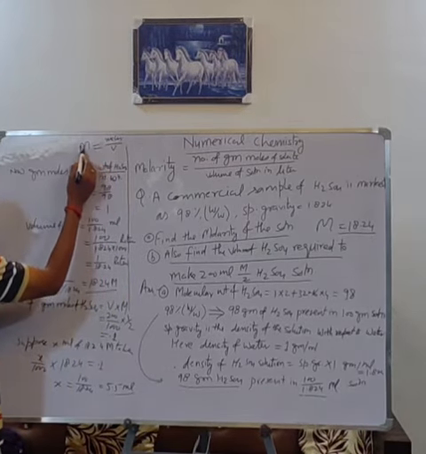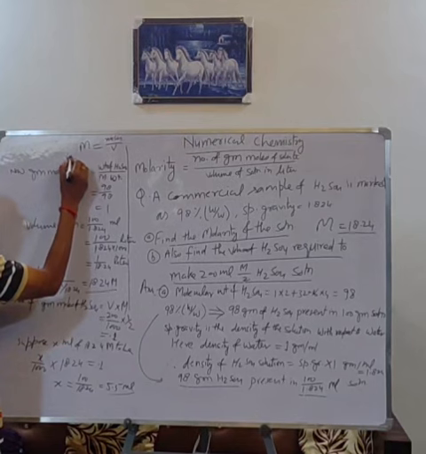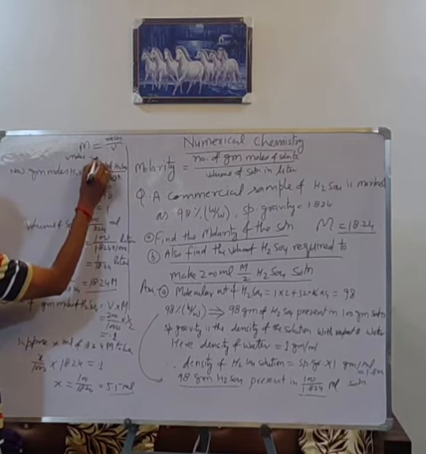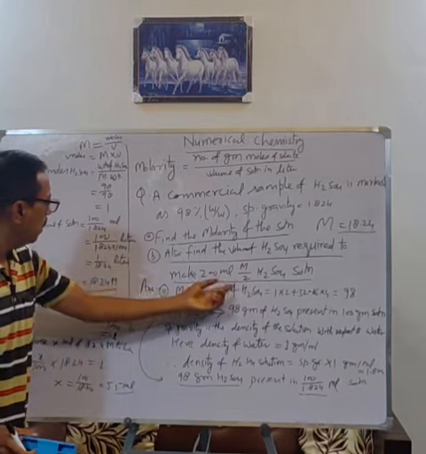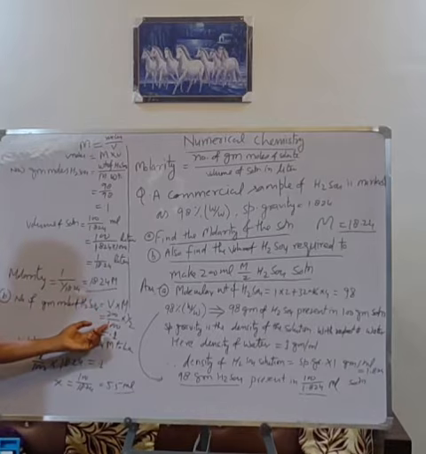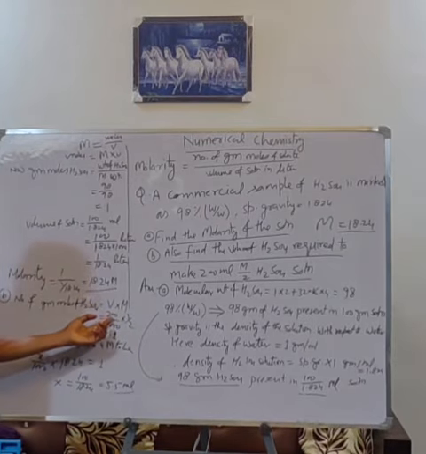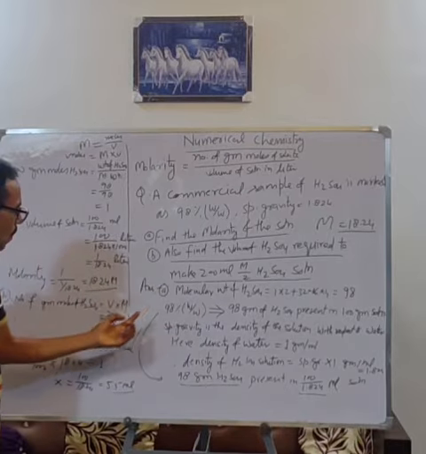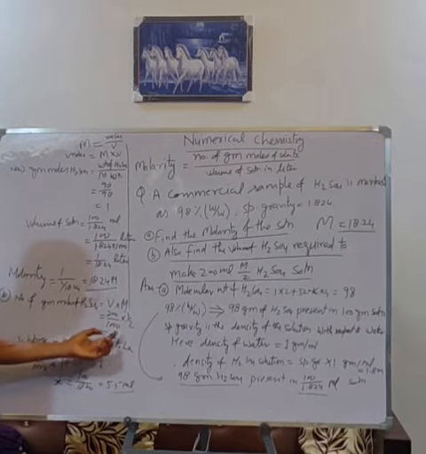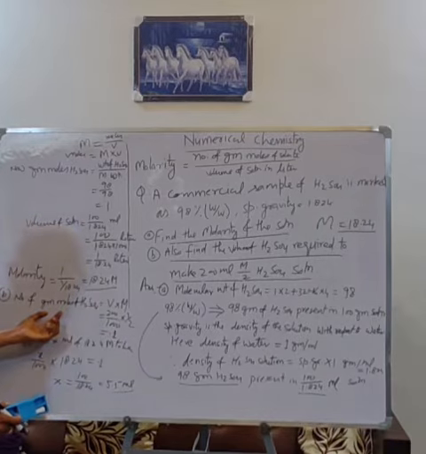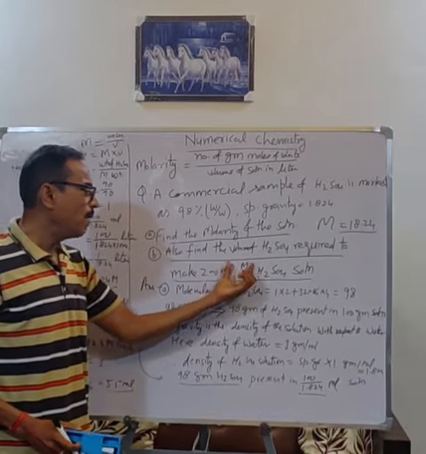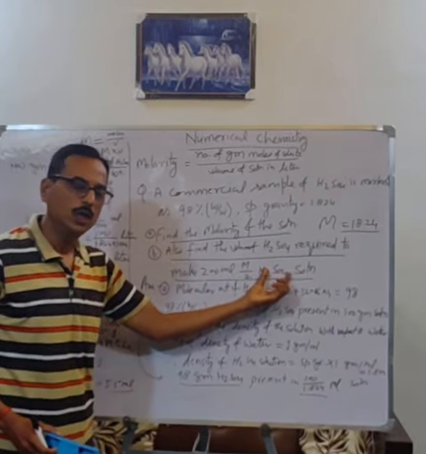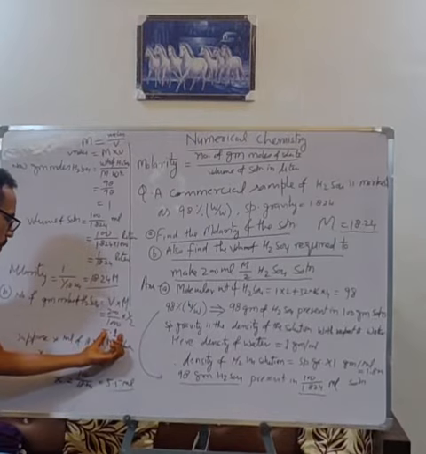If we calculate the moles, then it is molarity into V. So molarity is 1 by 2, volume 200 ml. 200 ml converted into liter is 200 by 1000, so 1 by 2 into 0.2 is 0.1. So gram moles is 0.1. 200 ml of M by 2 H2SO4 solution contains 0.1 mole.